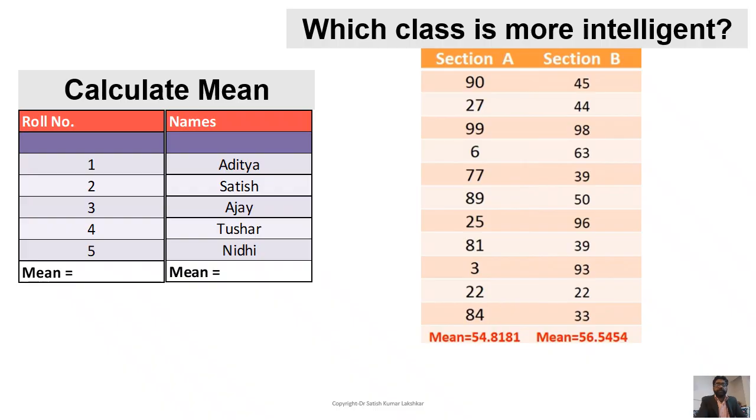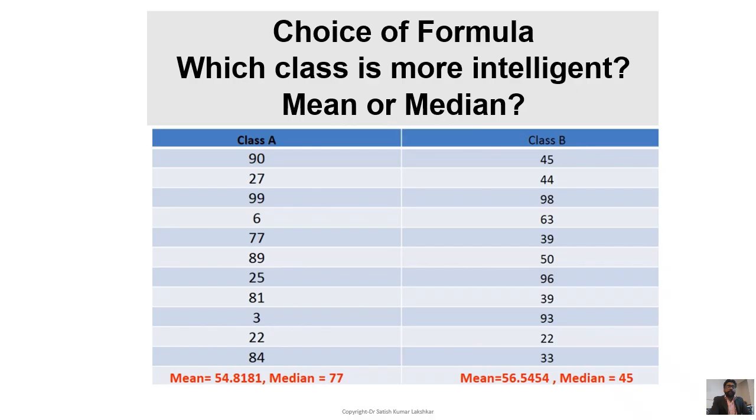So this is the application of mean, how we have used the mean as a measure of central tendency to find a solution to our problem. Now, if we compare mean with the median, let's consider one more example. Choice of formula: which class is more intelligent? We need to find it out with the help of mean or median. Again, the example is similar to the previous one. Here also we have two sections, two classes, and the marks of students are given.